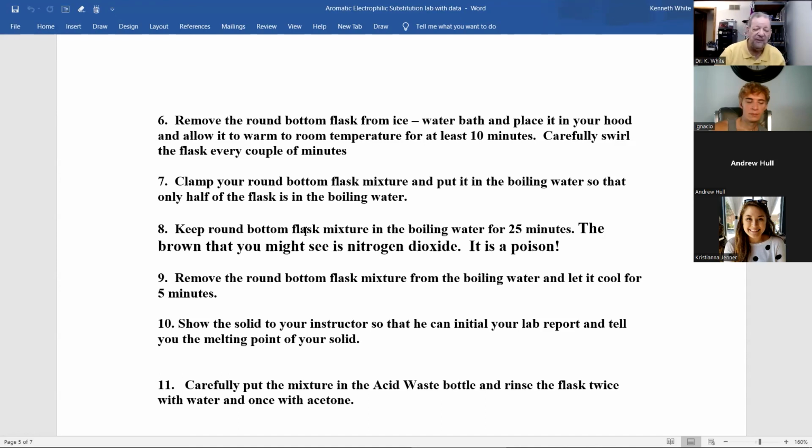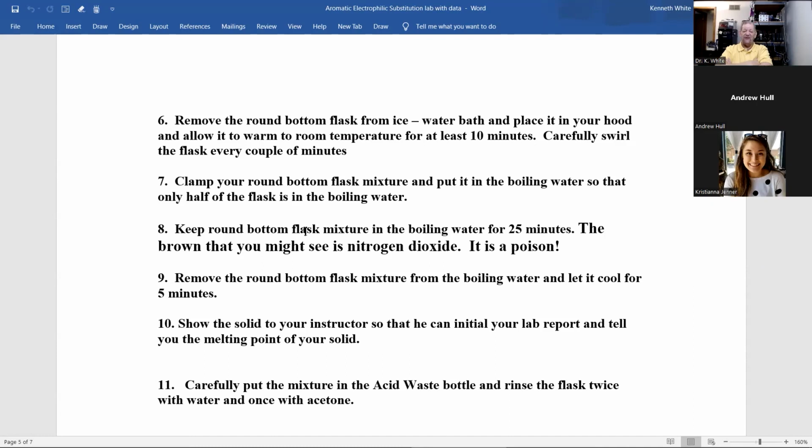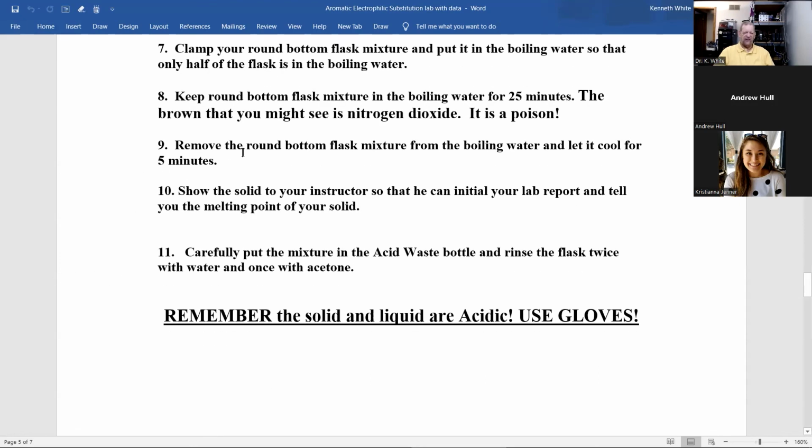All right. Because of a side reaction, when you do this, out of the round bottom top, you'll see this brown smoke. And if I hadn't warned you, you'd be scared. What is that? Well, it's nitrogen dioxide, and it's a poison, but you're in a hood, so you don't have to worry. Now, since we don't have enough time to isolate this, I asked students in this lab to take it out of the boiling water, let it cool, and you should see a solid.